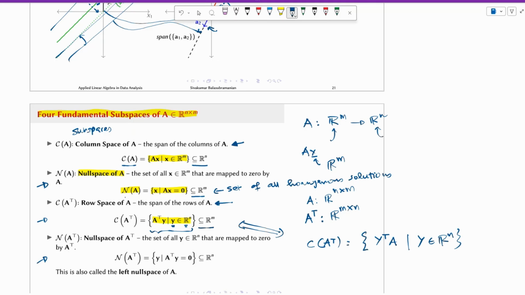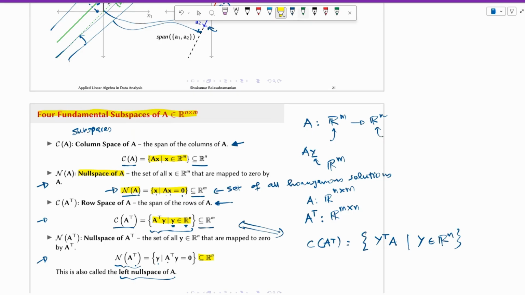We have C of A, we have N of A, we have C of A transpose. So it's most likely that there is also an N of A transpose, and that is essentially what is called the left null space of A. The definition is similar. If N of A is the set of all x such that Ax equals 0, then N of A transpose is the set of all y such that A transpose y equals 0. And because we've transposed it, the left null space is in fact a subspace of Rn, the output space.